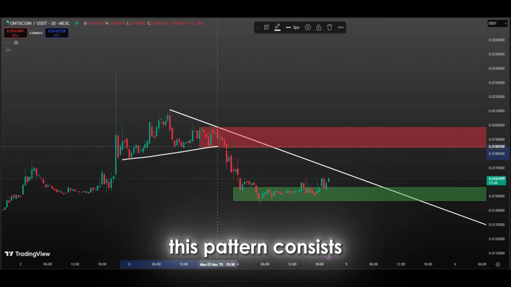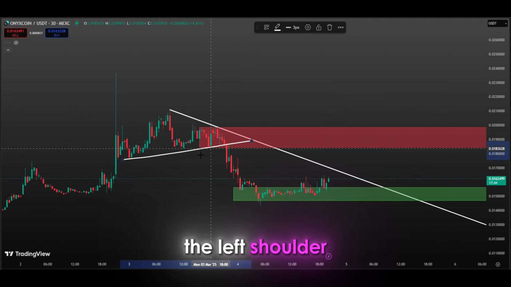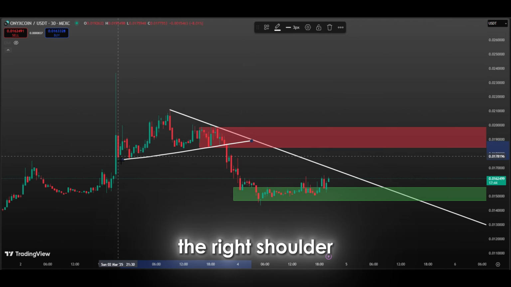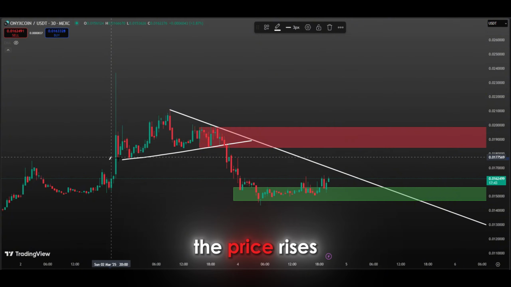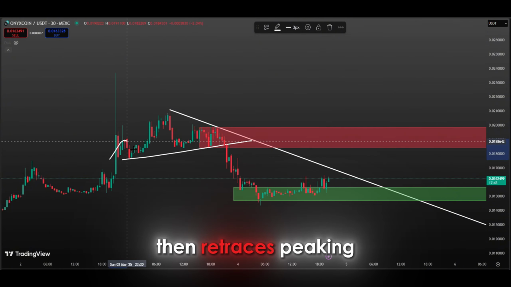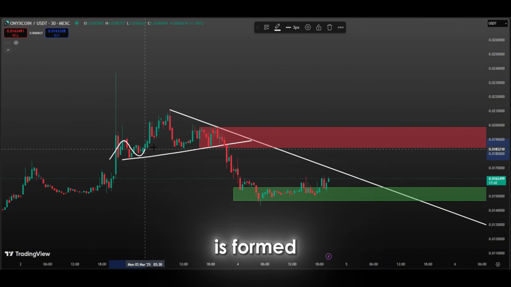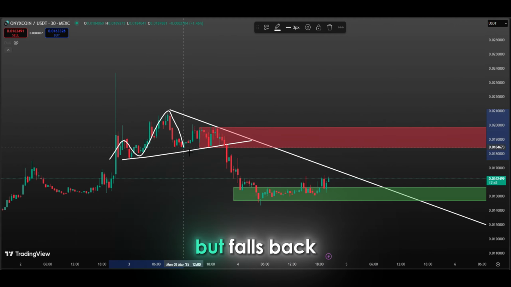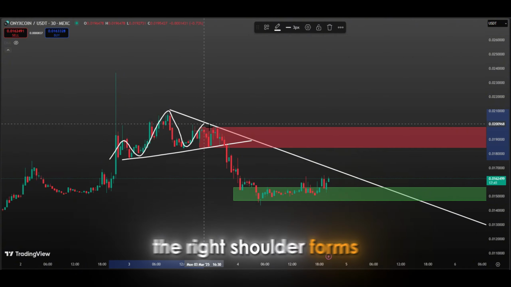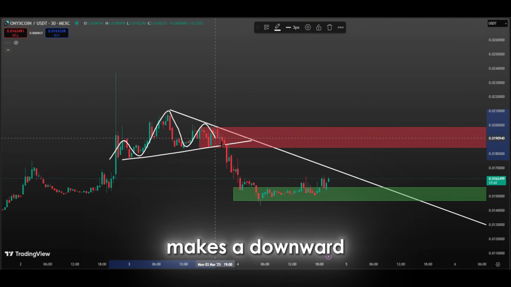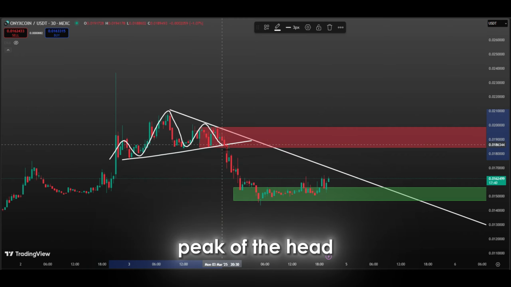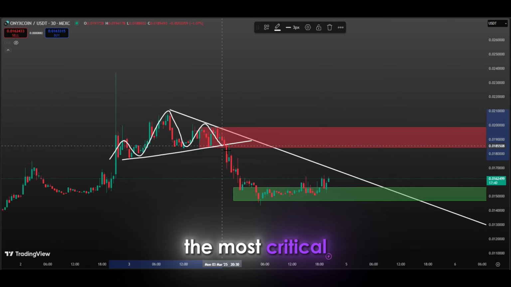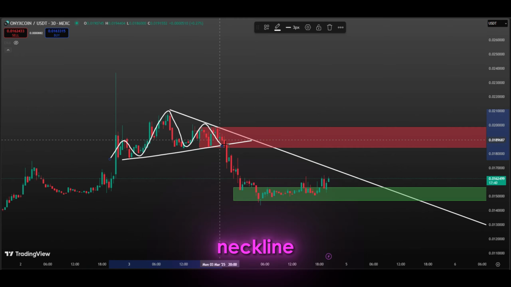This pattern consists of 3 main components: the left shoulder, the head, and the right shoulder. First, on the left shoulder, the price rises, then retraces, peaking at a certain level. Then the head is formed, where the price makes a higher peak than the top of the left shoulder, but falls back down. Finally, the right shoulder forms and the price makes a downward move again before reaching the peak of the head. The most critical point of the pattern is the so-called neckline.